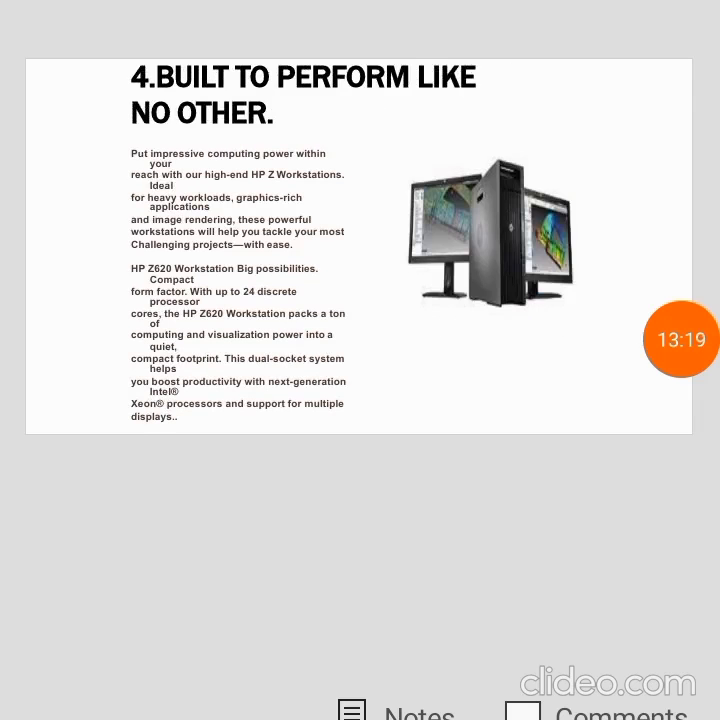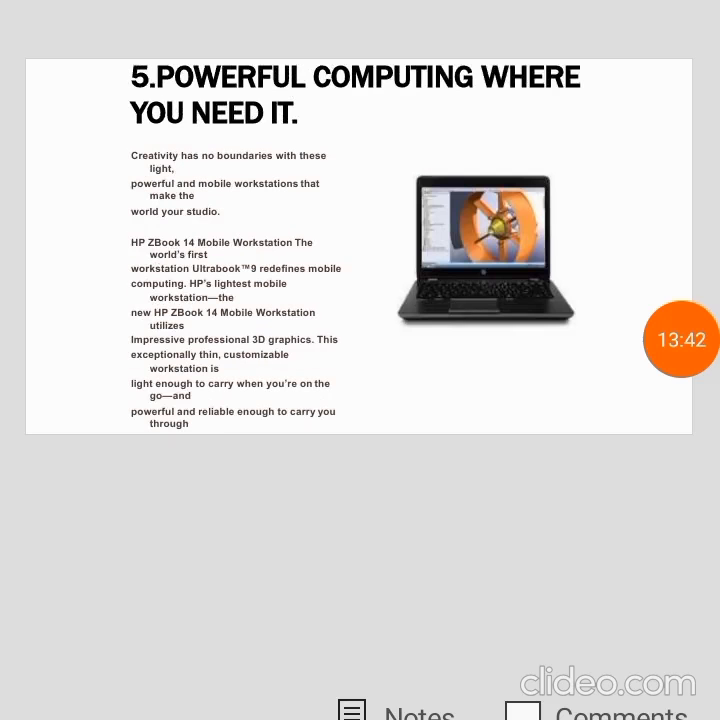The fourth one is built to perform like no other. Mainframe workstation computers are among the most important computers, and they can perform a lot of work very easily. In their competition, there is no such type of computer. So these are built to perform like no other.